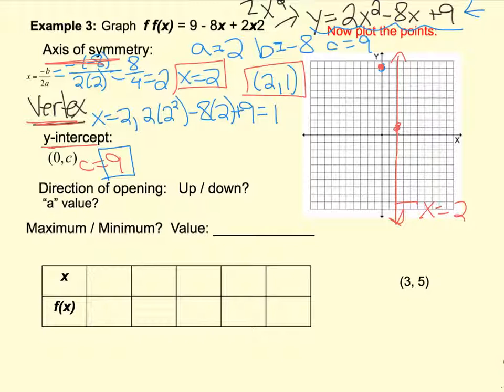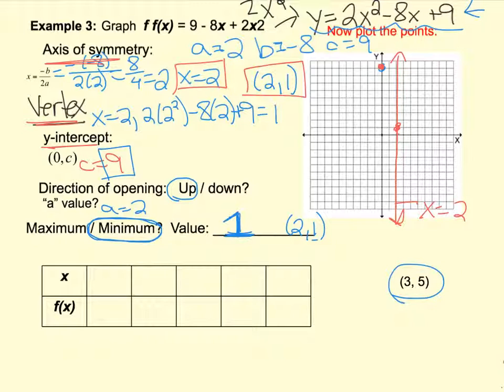Okay, direction of opening. A is 2, which is positive, so our parabola is going to open up. If it opens up, then our vertex will be a minimum, and that minimum value will be at 1, because our vertex is 2, 1, and remember, the minimum value occurs at the y value. So you look at your vertex, whatever your y value is, that's where your max or min occurs. So our min is going to occur at y equals 1.